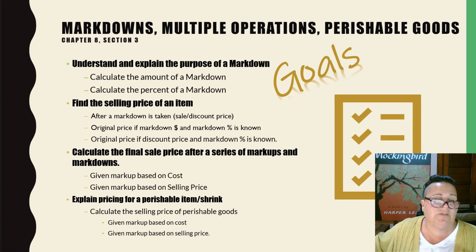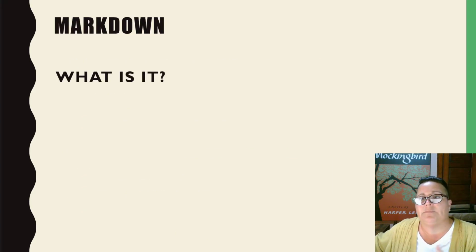We want you to be able to explain and calculate the pricing for a perishable item or for an item that experiences shrink, which is just sort of a market term for loss of some kind. Could be theft, could be inventory, could be just a misplaced count in your inventory. So can you calculate that selling price for both a markup based on cost to begin with and a markup based on selling price?